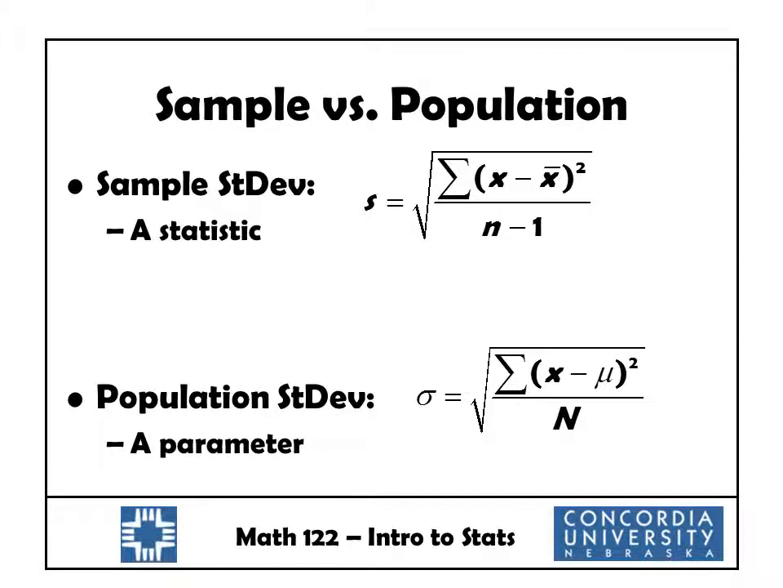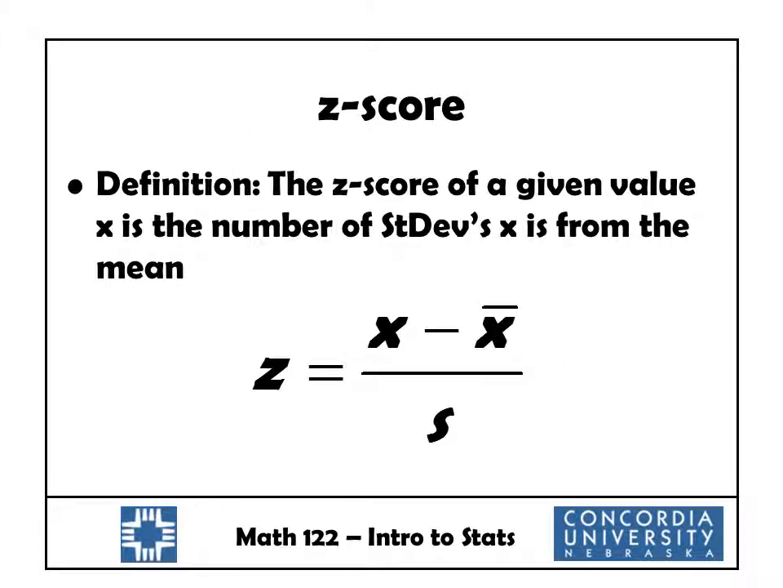In Chapter 3, we also saw this idea of a z-score. A z-score of a given value is the number of standard deviations it is from the mean. And here's the formula: z equals x minus x bar divided by s. This is a formula that we'll be using quite frequently starting in chapter 7. So you'll want to write this formula down in your notes.